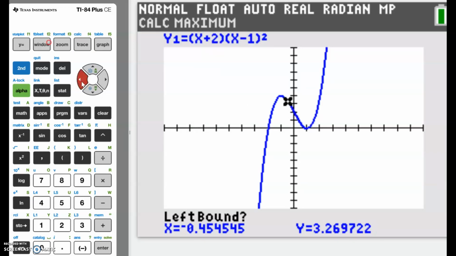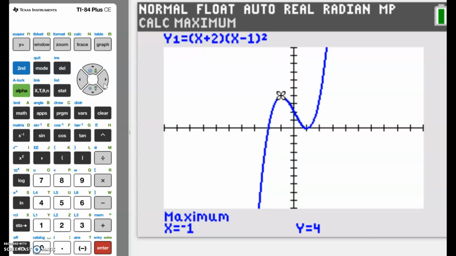I'm going to go ahead and find that local maximum. I'll move my cursor to the left of it and hit enter. Then it'll say right bound, so I'll go to the right of it and hit enter, and then it'll say guess. I don't need to guess because there's only one maximum in the interval I gave. So I'll just hit enter. I get -1, 4. So it's my local maximum.